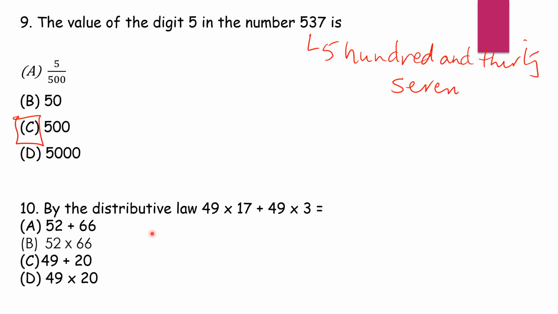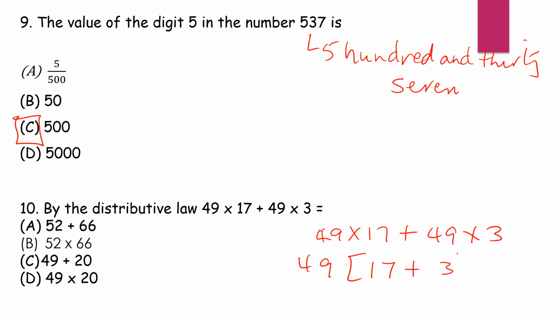By the distributive law, 49 times 17 plus 49 times 3. So we're going to factor out the 49s. Let's write it over here again. When we take out the 49, we're going to be left with 17 plus 3. So that's 49 and 20. The brackets mean multiply, so we can multiply. So that means the answer is D.